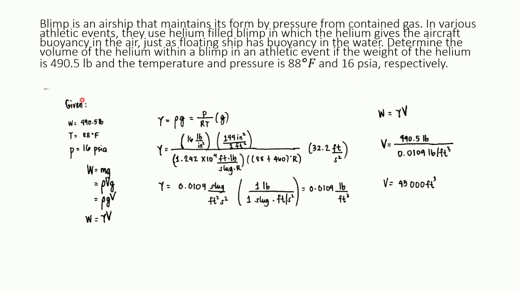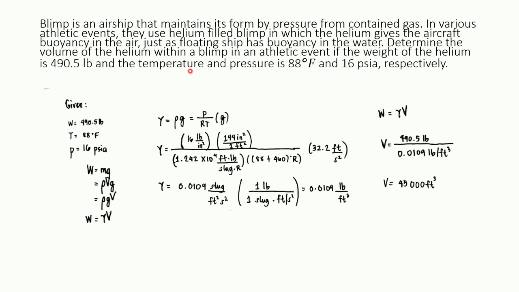So we have here our identified givens for this problem: the weight, which is 490.5 pounds, the temperature, 88 degrees Fahrenheit, and our pressure, 16 pounds per square inch. So we are going to identify first the specific weight of our helium. We know that specific weight is density times gravitational acceleration.